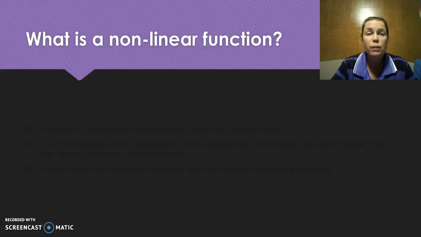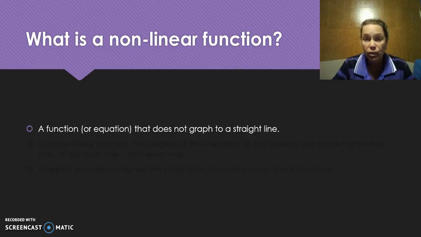Alright, so let's begin by looking at what is a non-linear function. Well, if you're in Year 11, you're probably calling these functions. If you are in Year 10 or below, you're probably still referring to them as equations. So in this sense, the term function and equation are interchangeable, all right? So a nonlinear function or equation does not graph to a straight line.